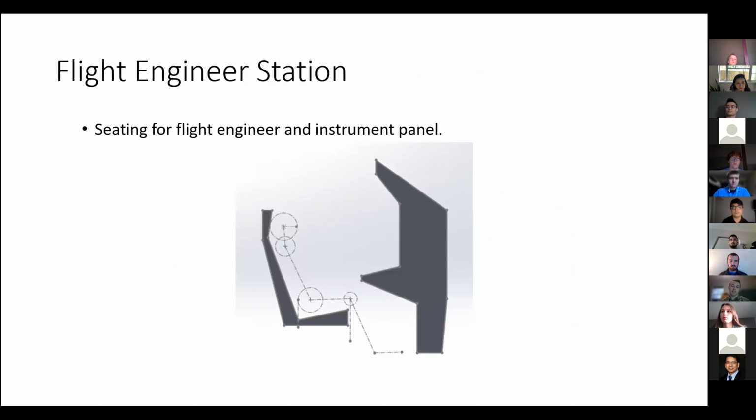Here's our flight engineer station from the side. The seat is exactly the same as the pilot and co-pilot, so it will accommodate the 95th percentile pilot as well. And this station is positioned right behind the pilot's seat, facing out the left wing.